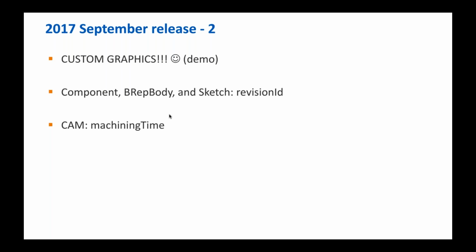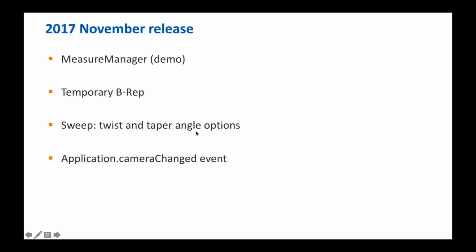And then on the CAM side of things, now we have something called the machining time, which provides access to machining time related information. And in the November release, we added something called the Measure Manager. So if you're familiar with Inventor, these measure utility tools are similar to that. So it enables you to easily check distances between points and objects and lines and so on. I will show a demo for that as well, which is part of the online help.